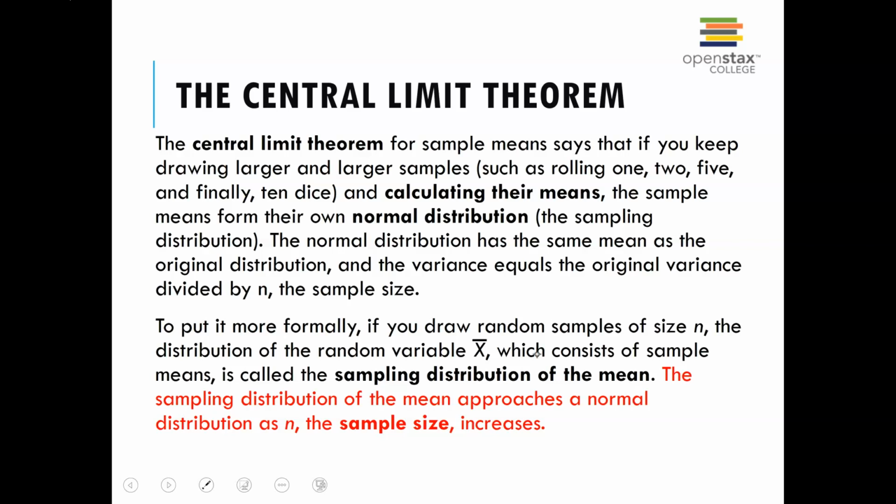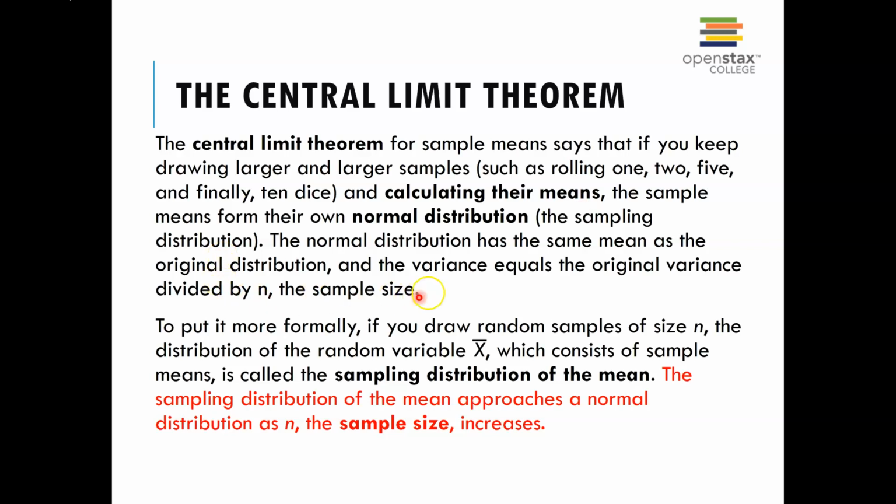Now, we'll come back to that in just a moment, but notice that that is different moving forward for this specific theorem. Okay, so the central limit theorem for sample means says that if you keep drawing larger and larger samples, so maybe you roll the die 1 time, and then you roll it 10 times, and then you roll it 20 times, or you roll 20 different dice, that sample size is getting larger and larger for each one of the samples that you're taking. So then if you go back and calculate the means of each of those samples, they will form a normal distribution, and we also call that a sampling distribution.